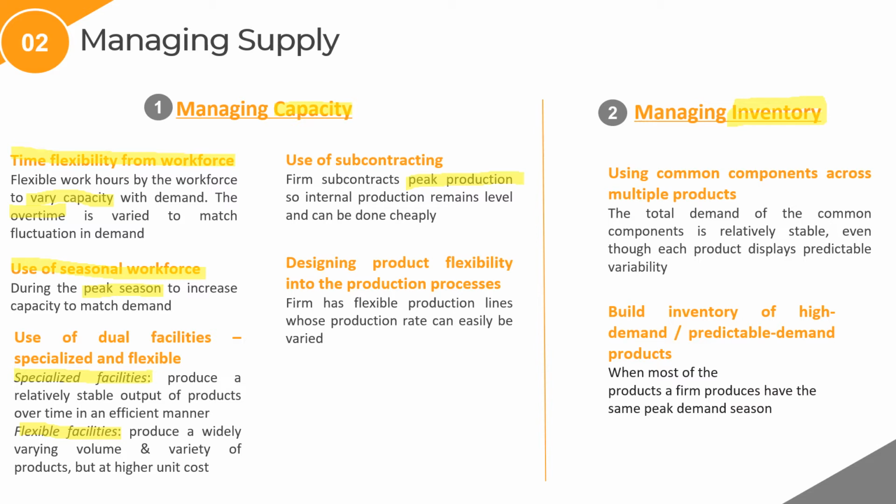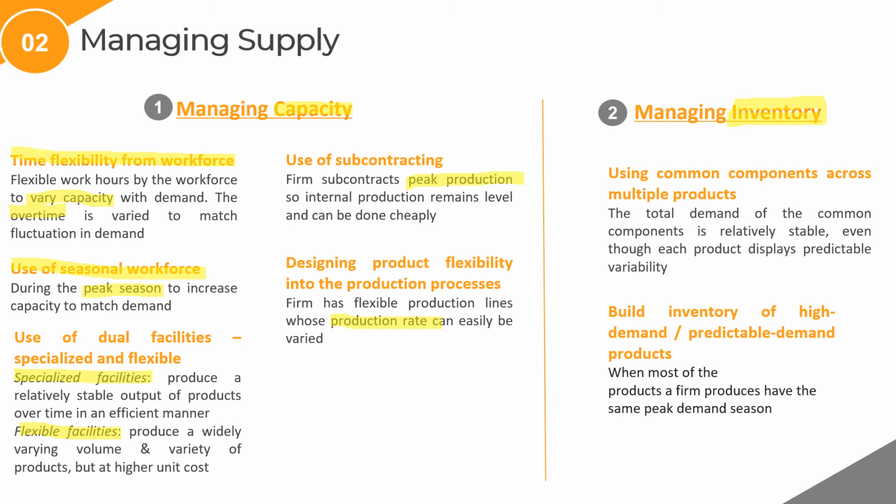And then the last one is designing product flexibility into the production process. The firm has flexible production lines whose production rate can easily be varied. So the production is changed to match the demand.